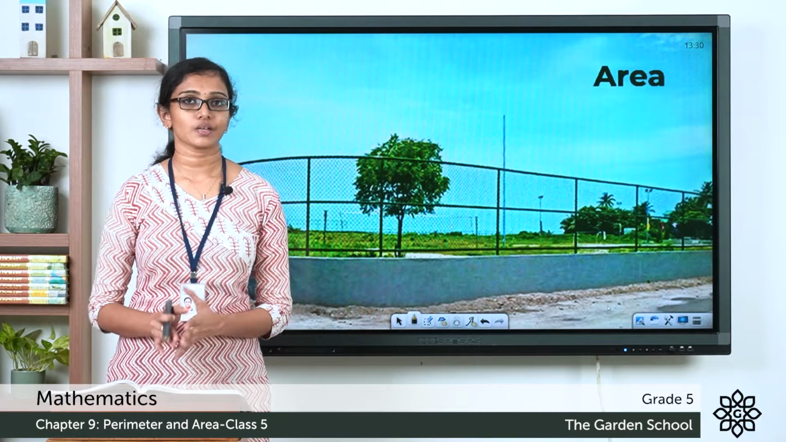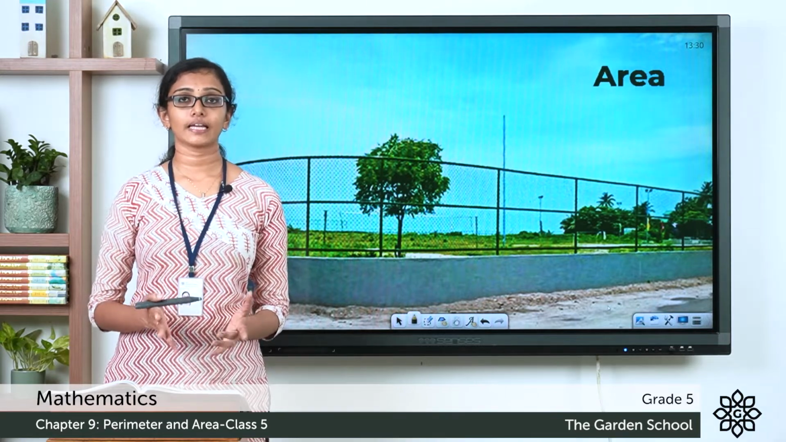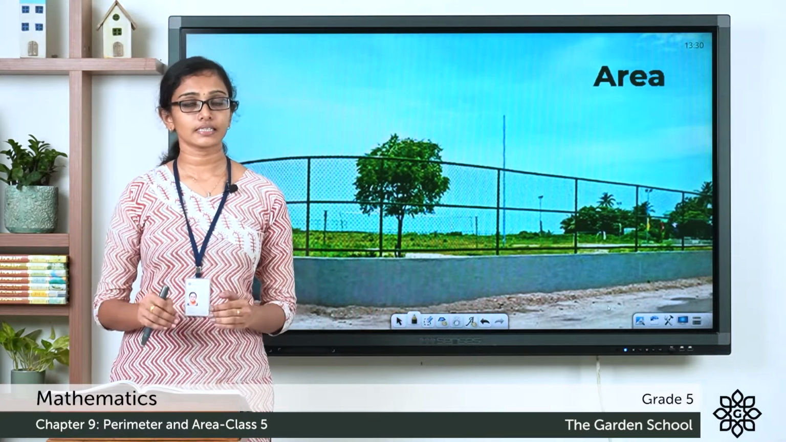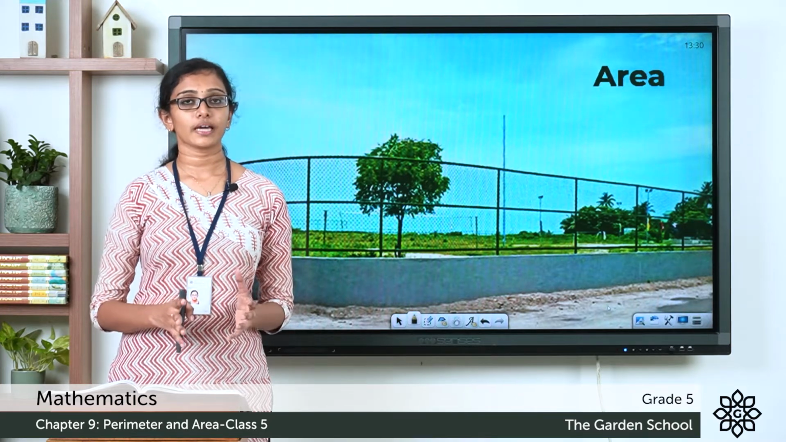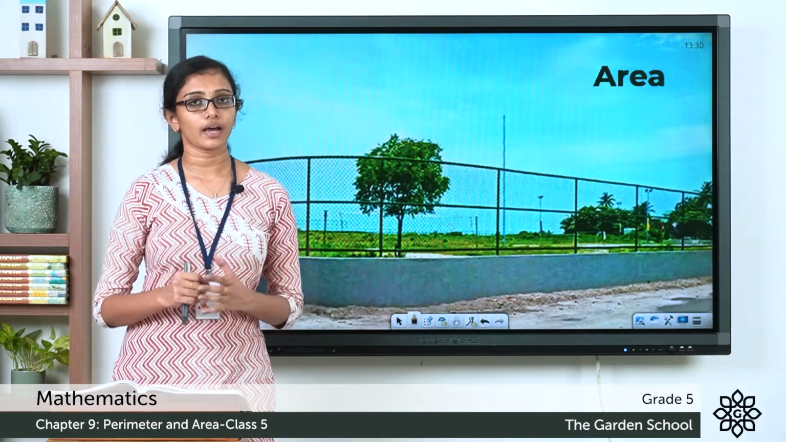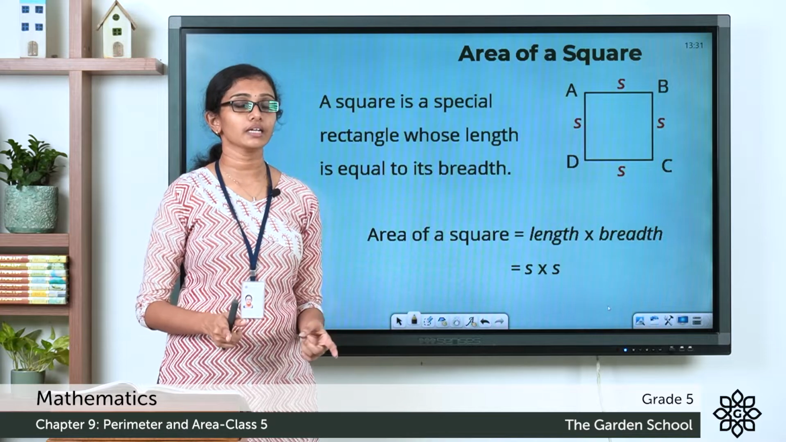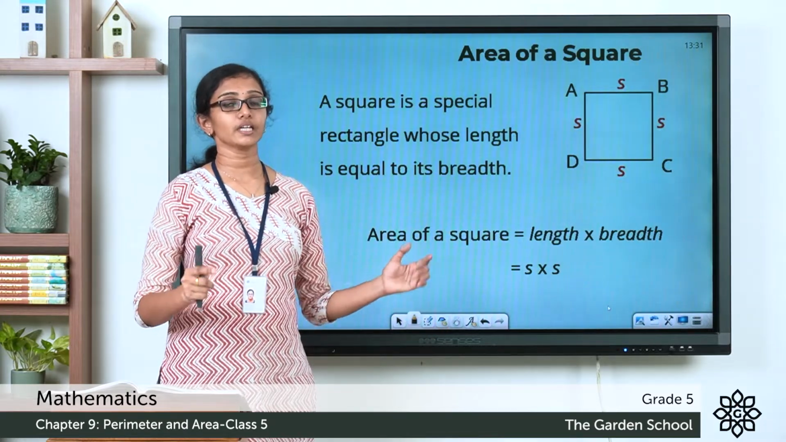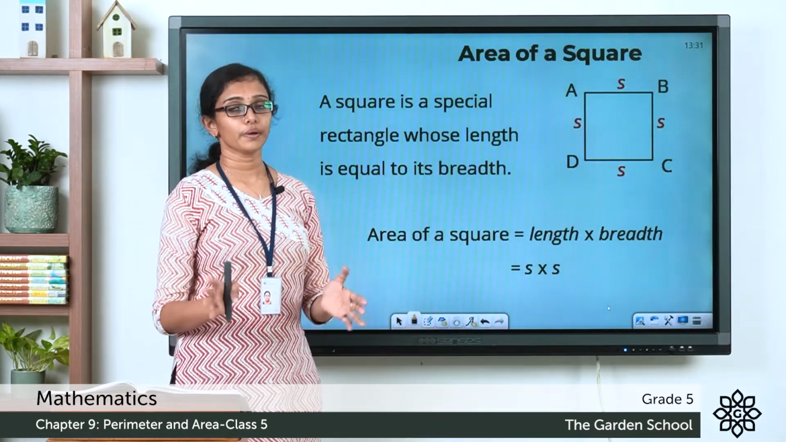So, in the previous class, we learned how to find out the area of a rectangle. In this class, we are going to learn how we can find out the area of a square. What is the area of a rectangle? Area of a rectangle is equal to its length into breadth.